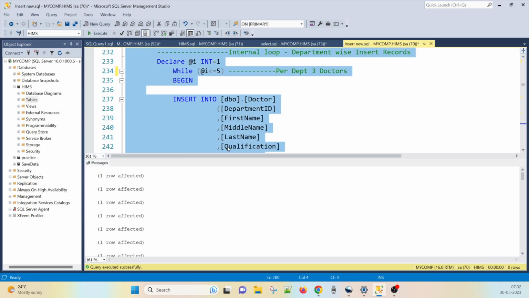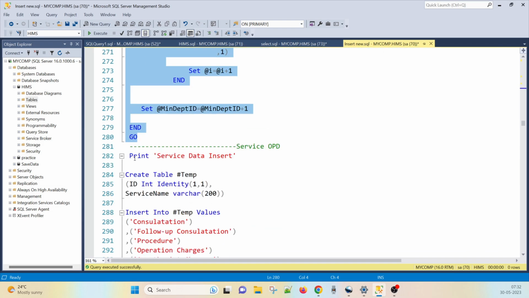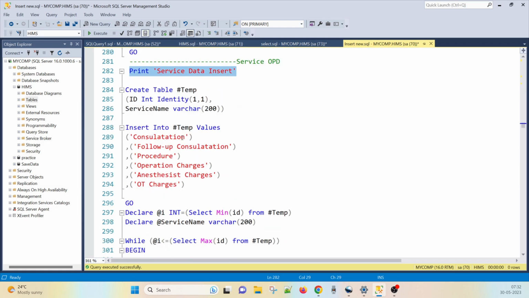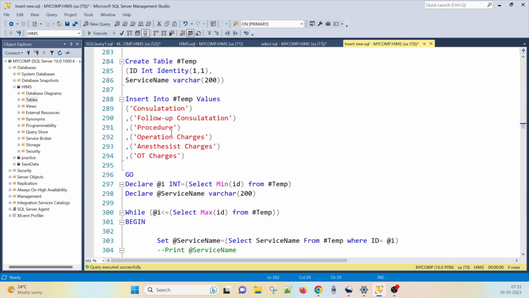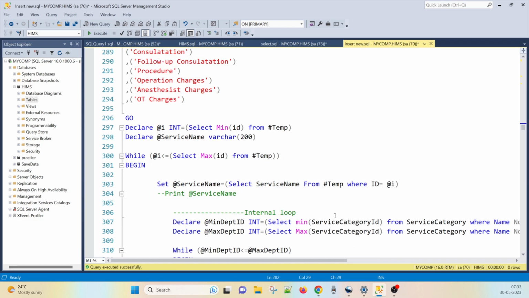And next one is the service data insert. We are giving some consultation, follow-up or procedures, like 1-day procedures, or when a patient is admitted into the hospital, different procedures, operation, anesthetist, then OT charges. So I have to loop, for each service I have to insert for each service category.